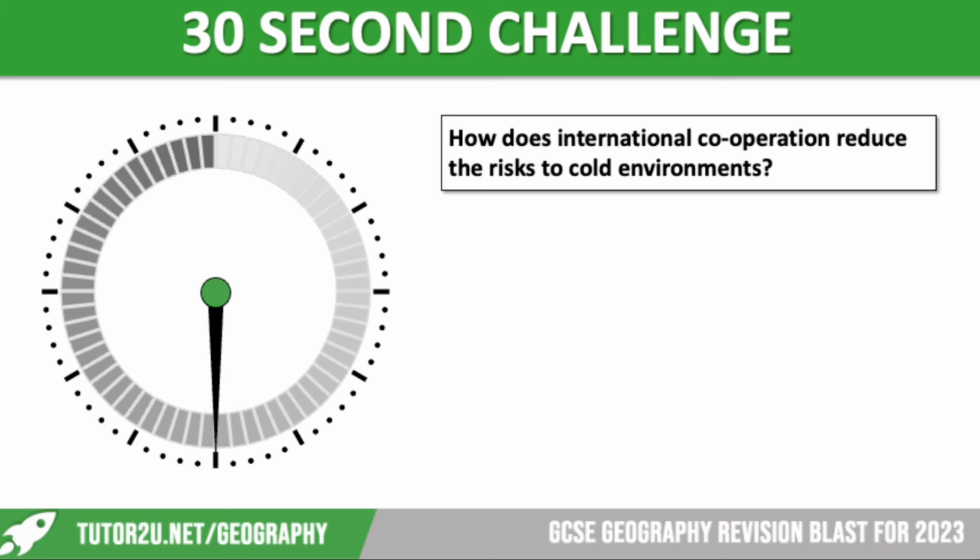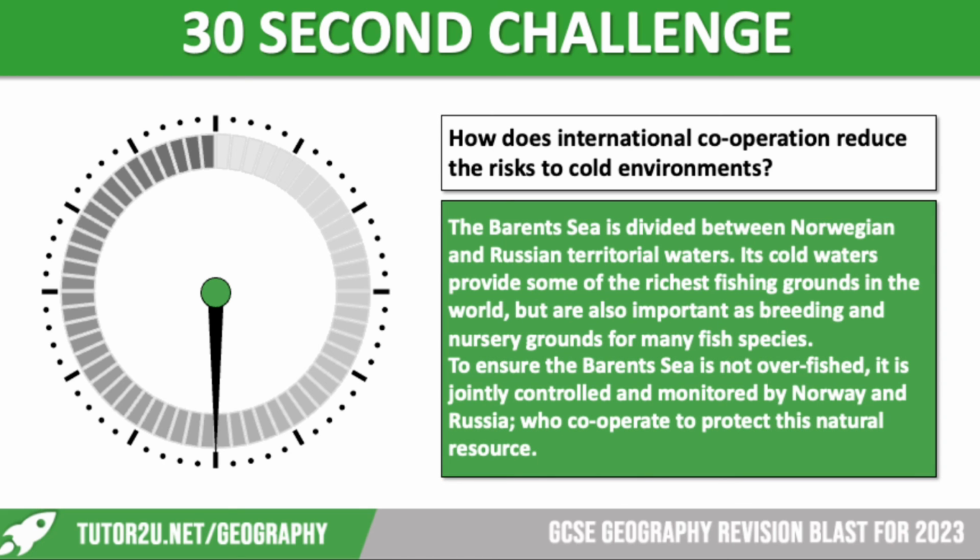Right, let's see what you could have put for this one. So you've got the fact that the Barents Sea is divided between Norwegian and Russian territorial waters. Its cold waters provide some of the richest fishing grounds in the world, but they're also important as breeding and nursery grounds for fish species. So to ensure it's not overfished, it's jointly controlled and monitored by Norway and Russia, and they cooperate to protect this natural resource. It's really important.